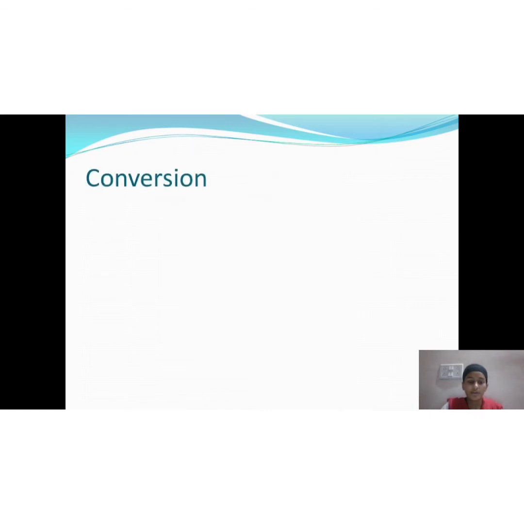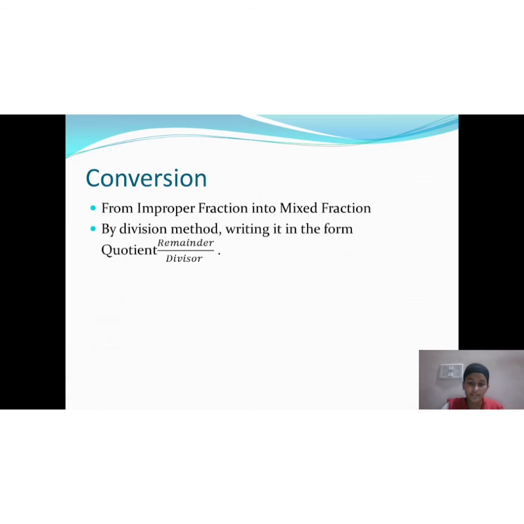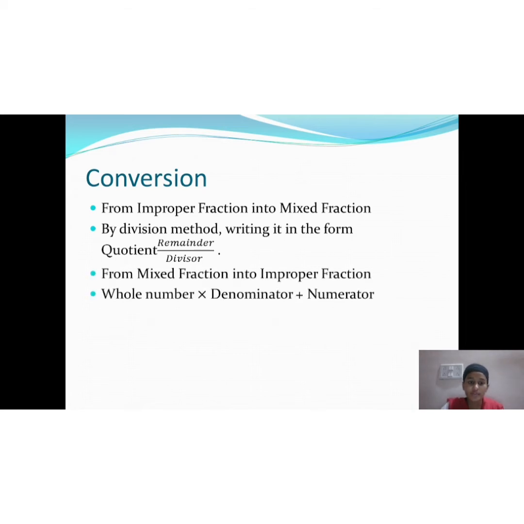Okay, so how to convert? Let's see the conversion. There are some formulas I explained to you in the video. From improper fraction into mixed fraction, what will you do here? You will do the division method and write it in the form of quotient remainder upon divisor. And from mixed fractions into improper fractions, what will you do? Whole number into denominator plus the numerator upon the denominator.